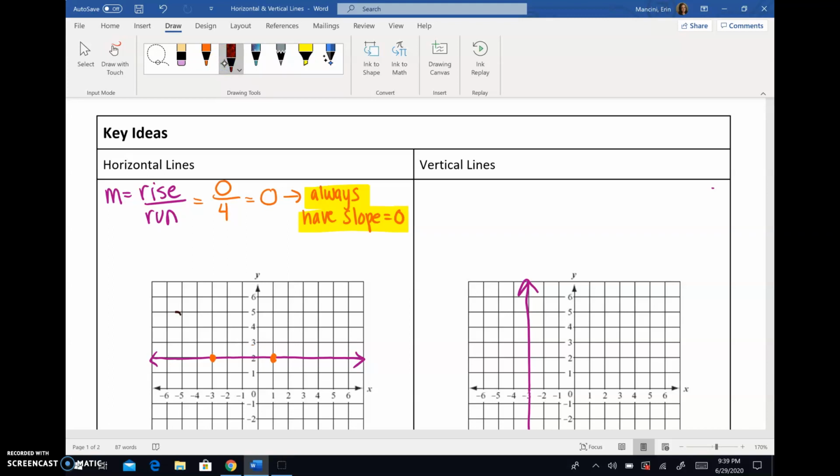To go back to my skiing or snowboarding reference here, it makes sense because pretend you're skiing on this line. You wouldn't really move at all because there's no steepness. There's no incline, right? You wouldn't go downhill there. You would just stay stationary. So there's no slope to ski on, 0 slope.